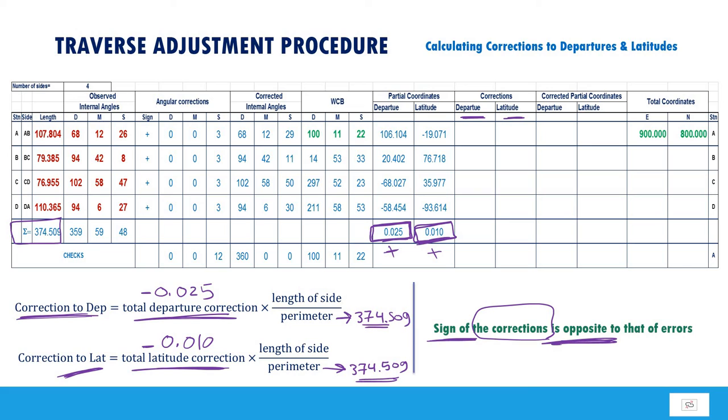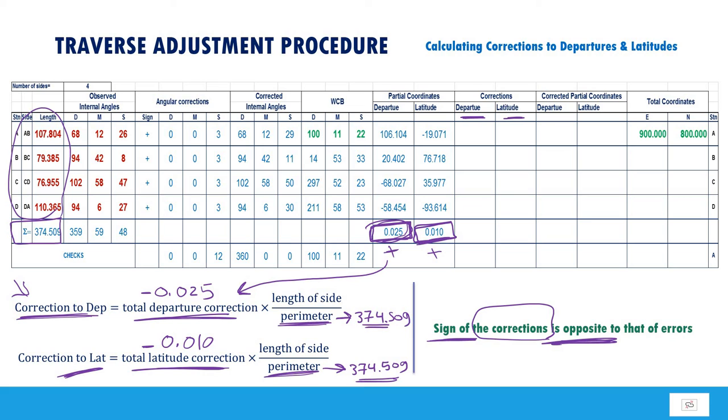I will repeat this point because it is very important, guys. Here I have calculated the total error of the departure. It is plus 0.025. The correction should have the opposite sign, so in this case the correction to the departure should be minus 0.025. This is the total correction. Now we are going to use this relation to calculate the correction to each side.